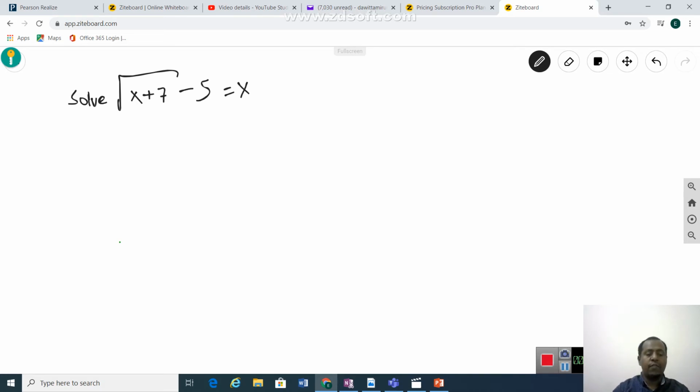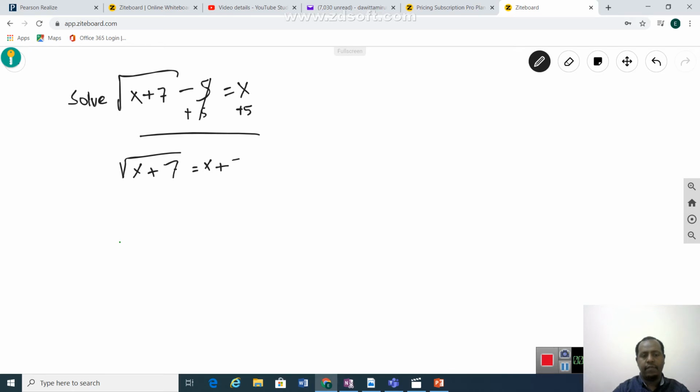Yes, in order to solve this problem, I need to isolate the square root. So to isolate the square root, the first thing is I need to remove negative 5. So to remove negative 5, I have to add 5 on each side. So plus 5, plus 5. Then this will be canceled out. Then I get the square root of x plus 7 is equal to x plus 5.